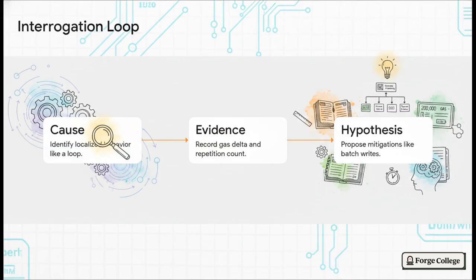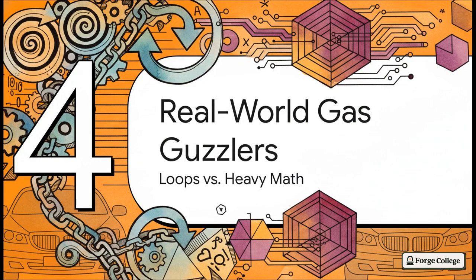This is where you propose a mitigation, like, say, switching to batch writes instead of single repeating writes. This technique perfectly maps the raw data of what happened into the actionable intelligence of what we actually need to do about it. Which brings us to Part 4, real-world gas guzzlers.